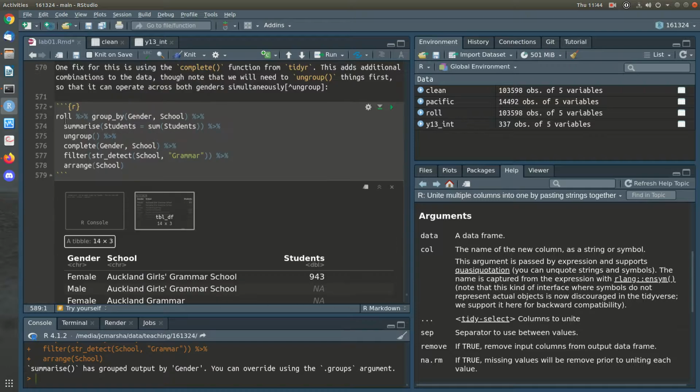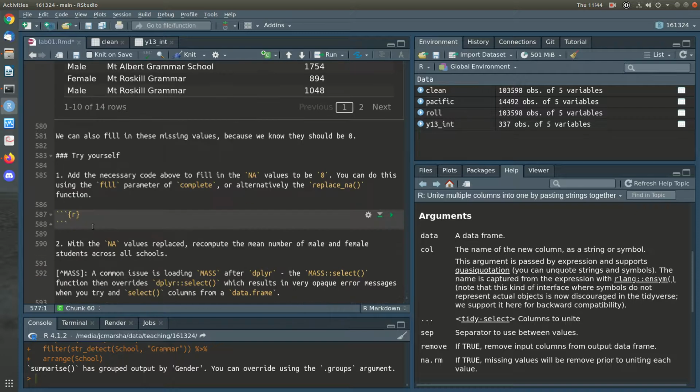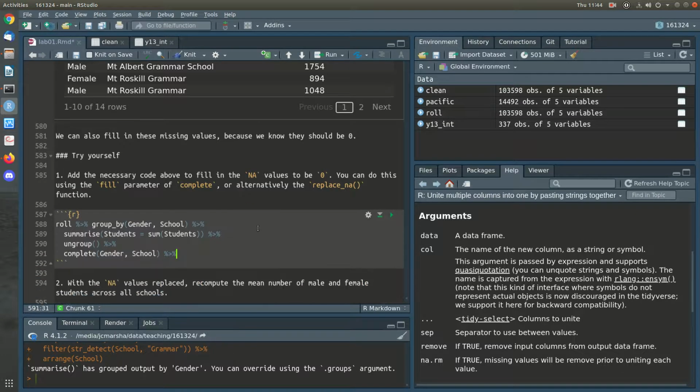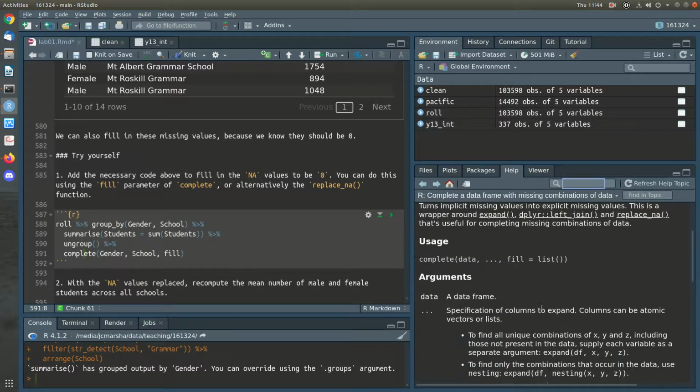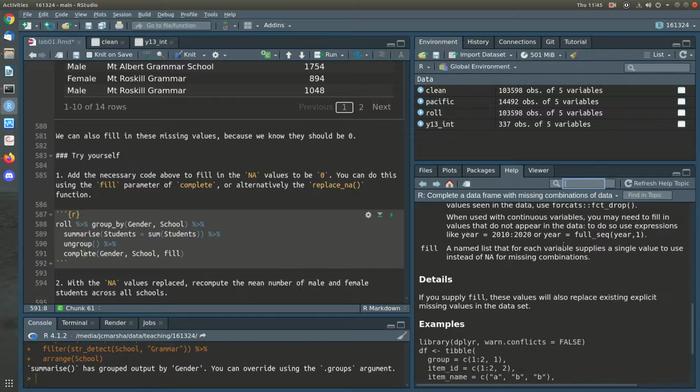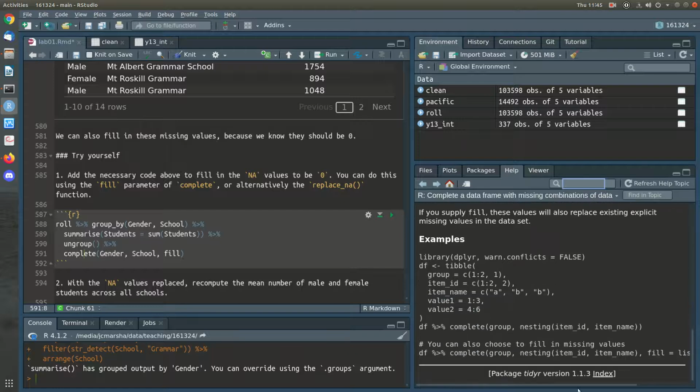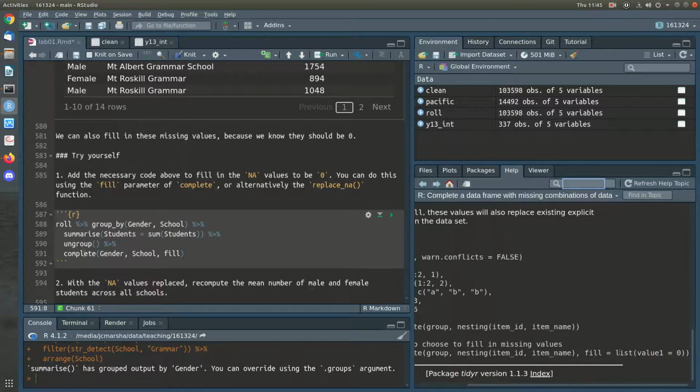Okay, so let's take our data. Right, and when we complete the gender and schools, we're going to use the fill parameter. So I seem to remember, let's have a look at the help for complete, to figure out how to do that. It's a list, I think, isn't it? A named list for each variable supplies a single value to use instead of NA for the missing combination. So let's have a look at the help here. You can see that they've done fill list value 1 is 0. So they're trying to fill in the value 1 column here. So we're going to try and fill in the students column with 0.